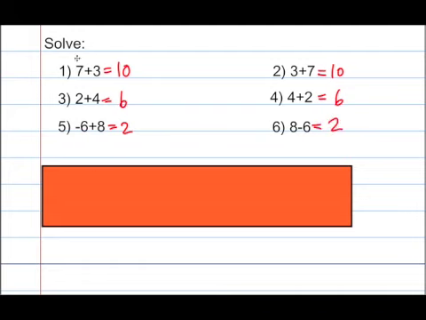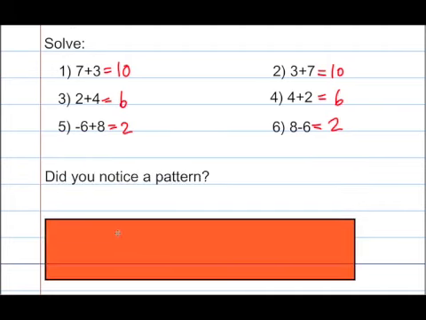Okay, what did you notice? Did you notice any patterns? So if I compare the left side to the right side, I noticed that I took this 7 plus 3 and flipped it around to a 3 plus 7. Here, a 2 plus 4, flipped it around to a 4 plus 2. Negative 6 plus 8 to 8 minus 6. So I got the same answer no matter what order I added it in, right?